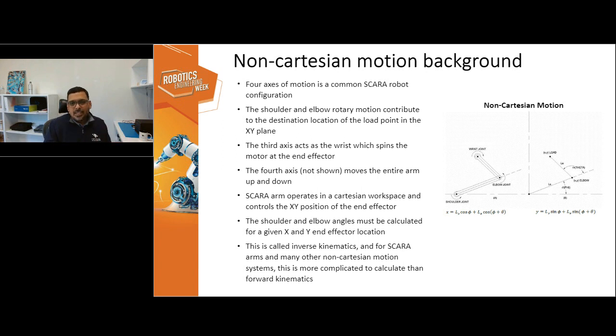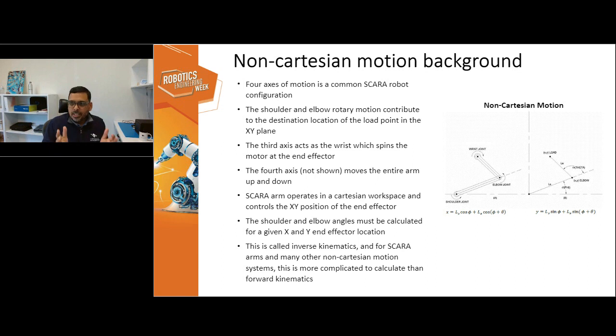So as you can see in the chart on the right, there's a lot of math equations to figure out the X and Y positions. The shoulder and the elbow have rotary motion that you calculate through sine and cosine algorithms to get to actual XY points in a Cartesian plane. So a SCARA arm operates in a Cartesian XY workspace, but the axes are all controlling angles and they have non-Cartesian elements to them.